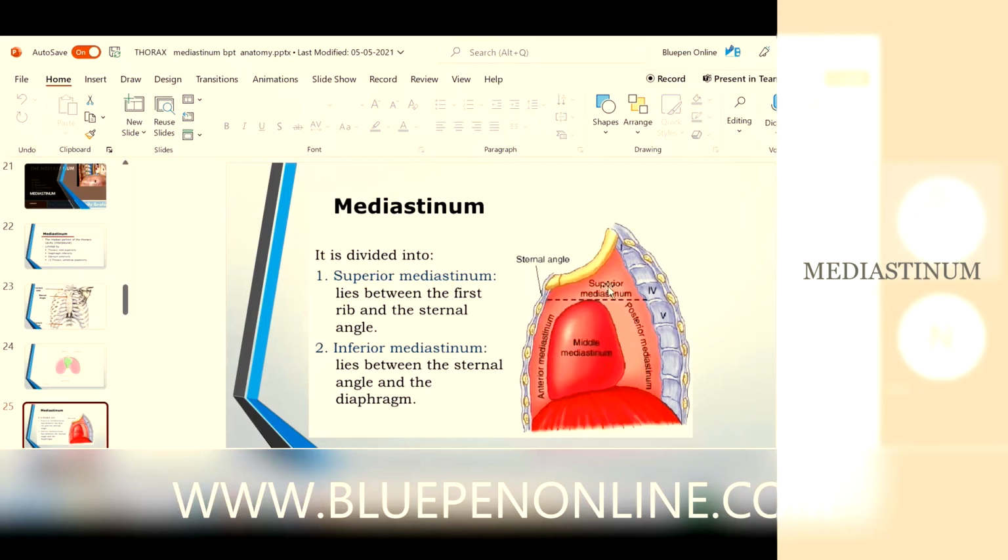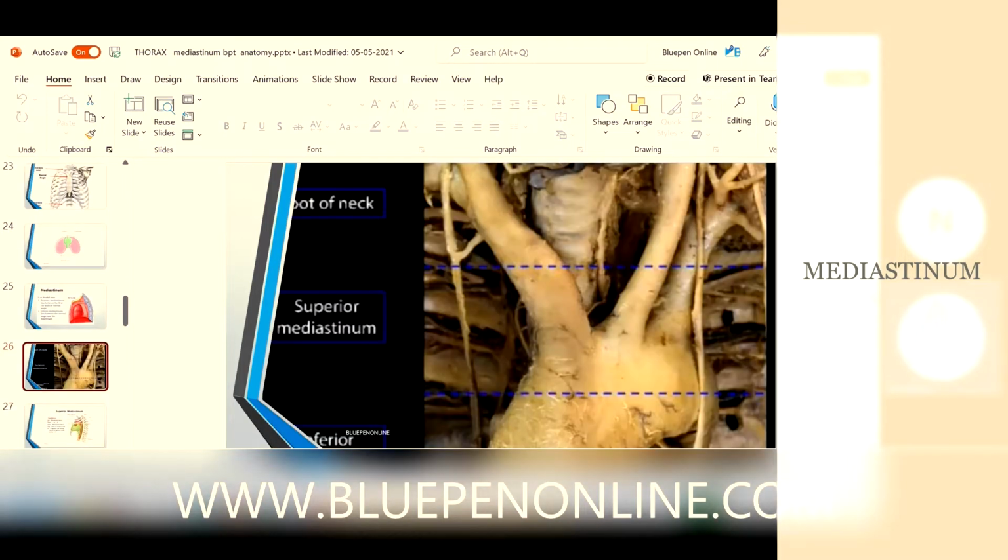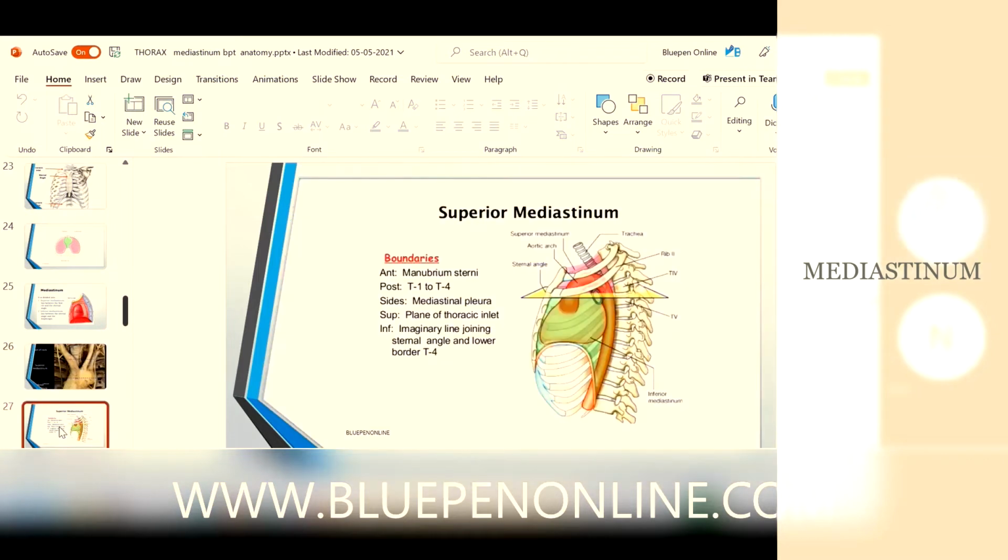The superior mediastinum is between your first rib and the sternal angle, correct? The inferior mediastinum lies between your sternal angle and the diaphragm. So this is your inferior mediastinum. Got it? See the next picture. Here also you can see this level will be the superior mediastinum and just below will be the inferior mediastinum.